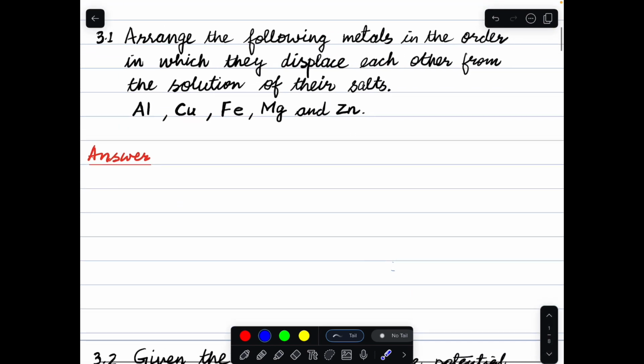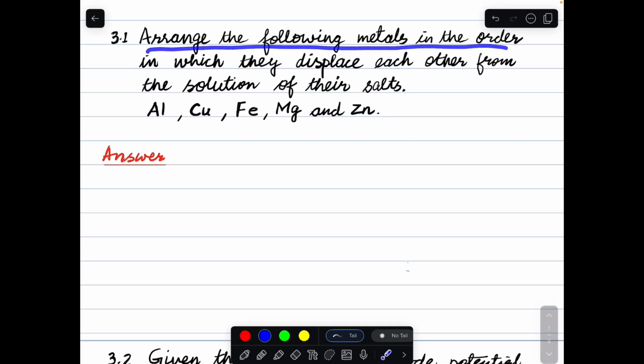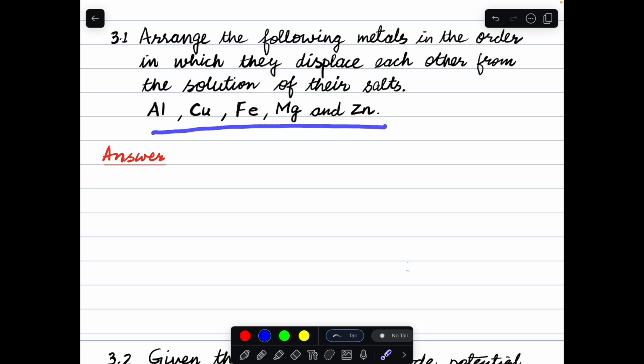Arrange the following metals in the order in which they displace each other from the solution of their salts. Five metals are given to us and we have to arrange them. As they have given the order in which they displace each other, we know that a more reactive metal will displace a less reactive metal from its salt solution. So out of these five, the most reactive metal is magnesium, which is capable of displacing all the rest of the metals given here.